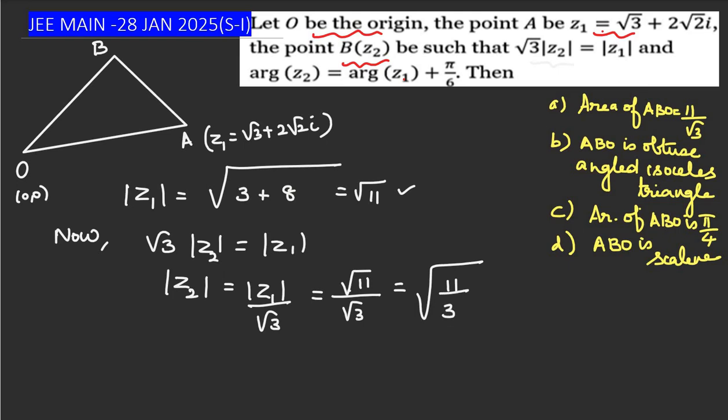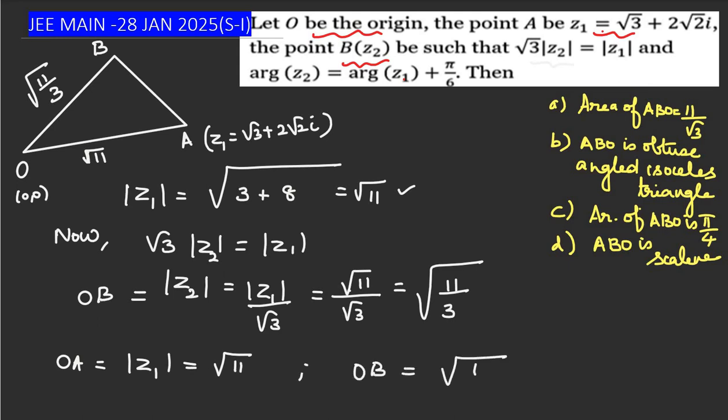Now OA distance will be equal to OB distance according to the diagram, that is root of 11 by 3, and OA is equal to modulus of Z1 which is equal to root 11. Now given that OA is equal to modulus of Z1 is equal to root of 11, and OB is equal to root of 11 by 3. And now here this angle will be equal to pi by 6.